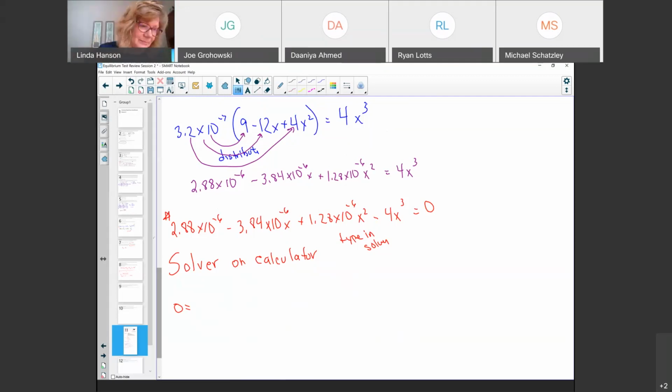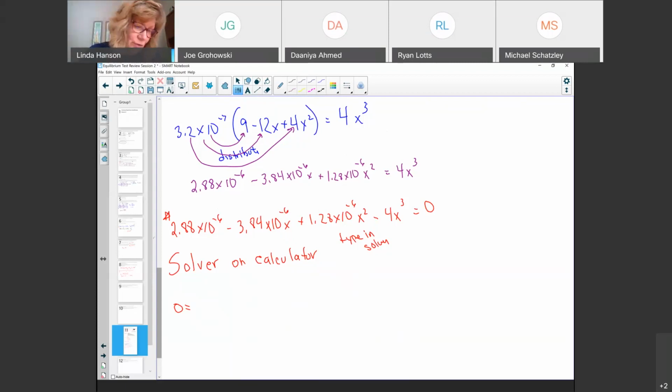So I'm going to type in 0 equal 2.88 e negative 6 minus 3.84 e negative 6, and then I'm going to use my X key. That's the key that's underneath where it says link there. Then I have my plus 1.2 e negative 6.